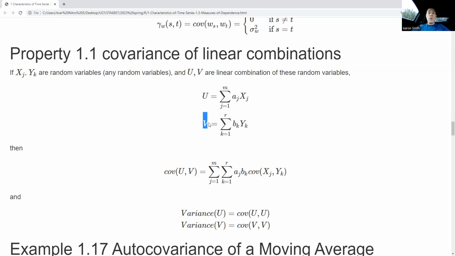V is going to be defined similarly. I'm going to take a bunch of random variables, y, multiply them by constant coefficients, and add them up. That is my v. Then the covariance between u and v is going to be the sum of the covariances between x and y times the appropriate coefficients. And then, very naturally, the variance of u is going to be the covariance of u with itself, and the variance of v is going to be the covariance of v with itself.